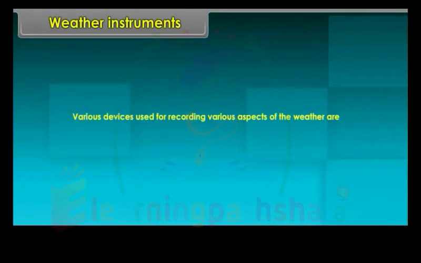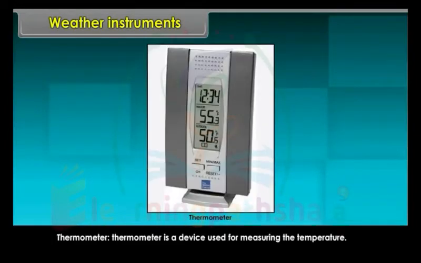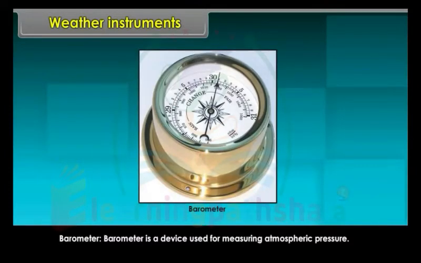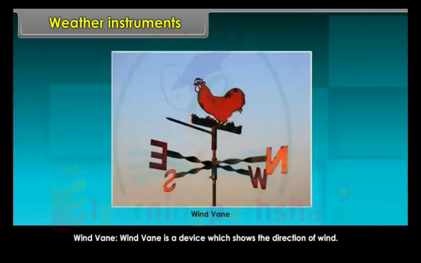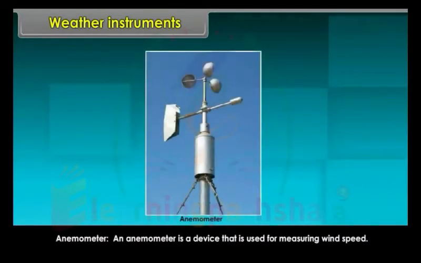Weather instruments. Various devices used for recording various aspects of the weather are: Thermometer. Thermometer is a device used for measuring the temperature. Barometer. Barometer is a device used for measuring atmospheric pressure. Wind vane. Wind vane is a device which shows the direction of wind. Anemometer. An anemometer is a device that is used for measuring wind speed.